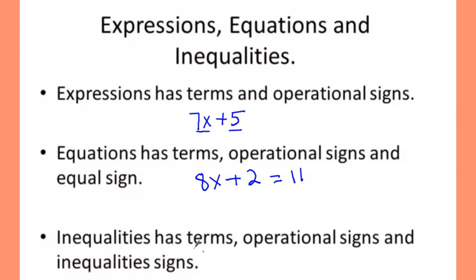And then an inequality has operational signs and inequality signs. There are 4 inequality signs: greater than, less than, greater than or equal to, or less than or equal to. Anytime you see one of these, it is an inequality. So this is no more an equation, and no more an expression, but rather an inequality.